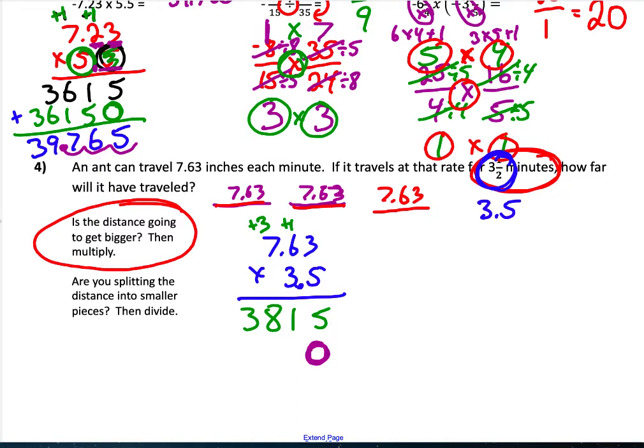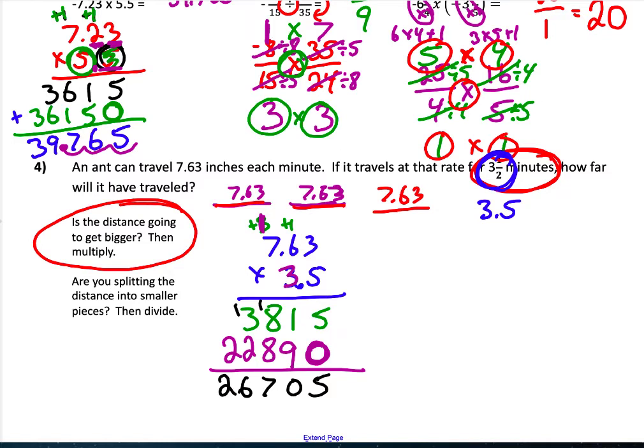Then we multiply with our 3. 3 times 3 is 9. 3 times 6 is 18. Carry the 1. 3 times 7 is 21. Plus the 1 is 22. Then I go ahead and add 5, 10, 17, 6, and 2.